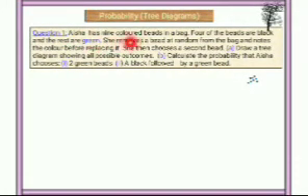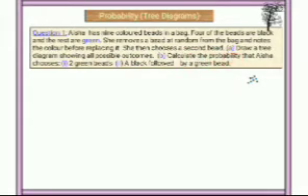Aisha has 9 colored beads in a bag. So 4 of the beads are black and the rest are green. She removes a bead at random from the bag and notes the color before replacing it. So this one, what we are talking about today is what? Probability with replacement. With what? Replacement, that is independent probability. Now she then chooses a second bead.